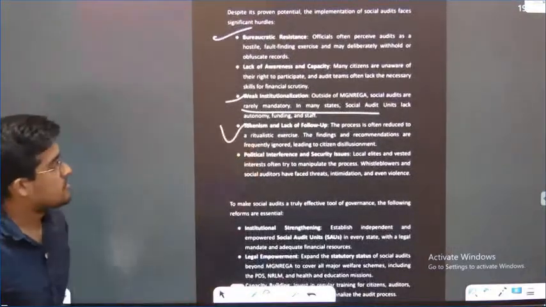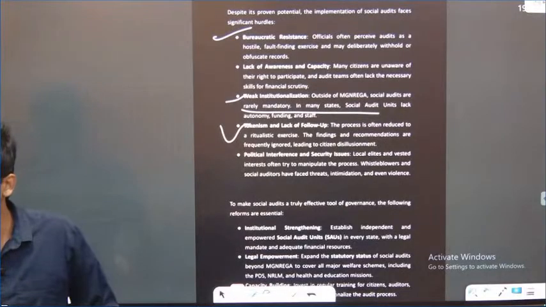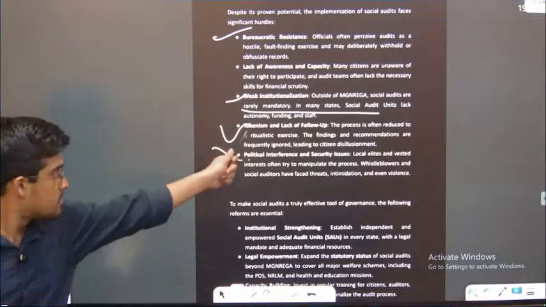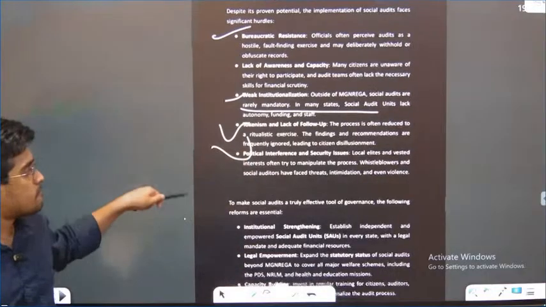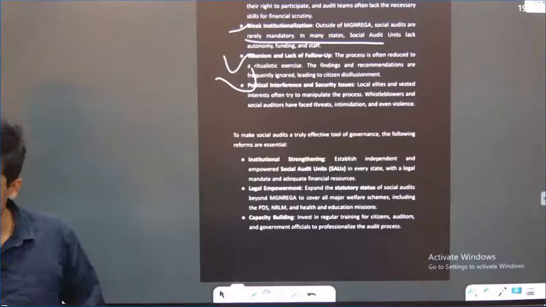There is tokenism. For example, it is just read out in a Jan Sunwai without people actually understanding it, since the language is different altogether from whatever those people speak. Political interference is there. Politicians pressurize not to do something. So it is always there.